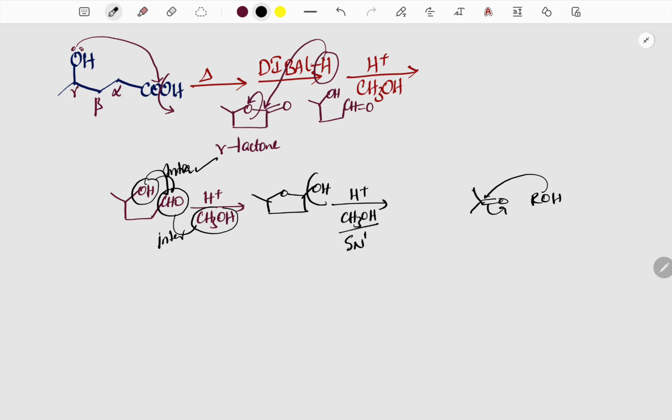Now this hemiacetal in the presence of H plus undergoes an SN1 reaction and reacts with CH3OH. So in the presence of H plus it undergoes the SN1 mechanism. The carbocation is stabilized because of the octet. Now it reacts with the methanol and finally we got the acetal. So it is our final product.